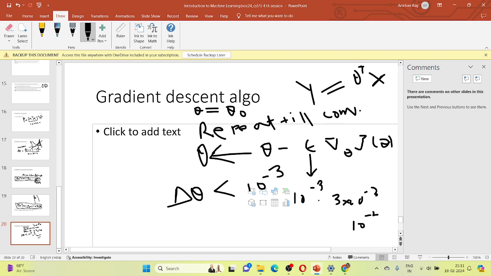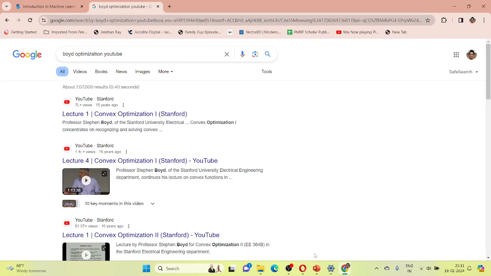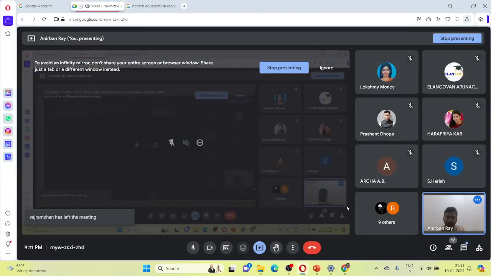If 10 to the power minus 3 is too big, maybe start from 10 to the power minus 5, like that. You keep trying till it works. This is the idea of gradient descent. Everyone got this? Gradient descent, not too tough.